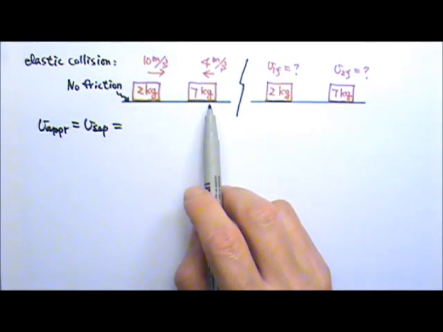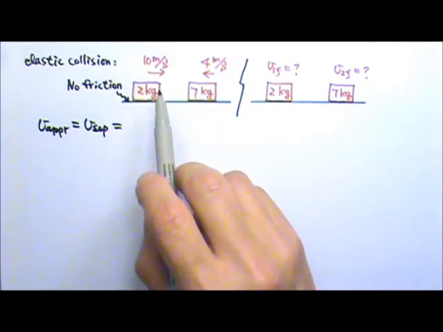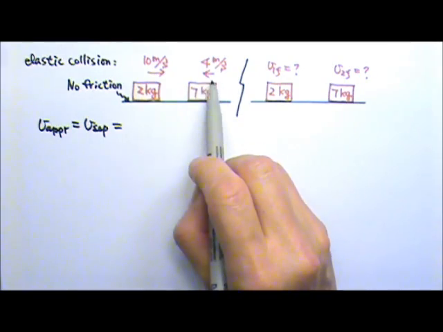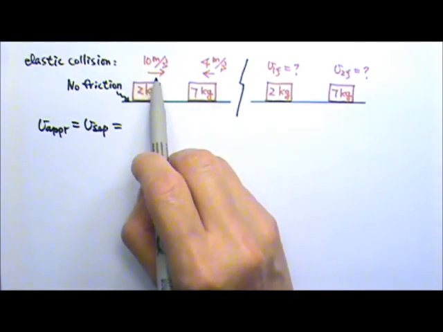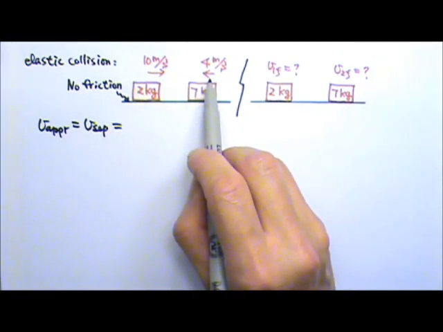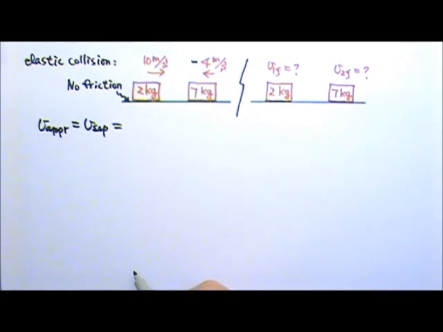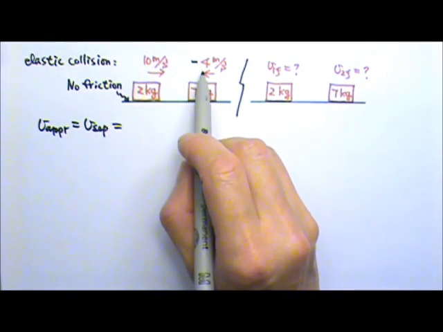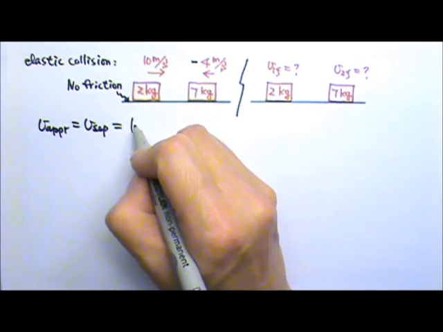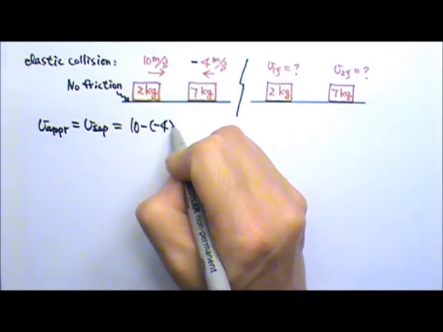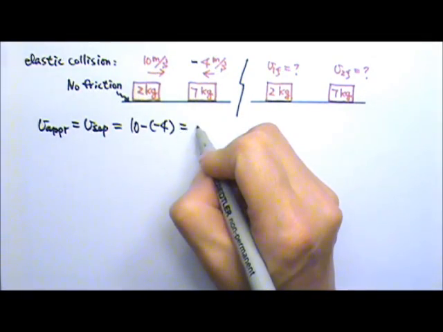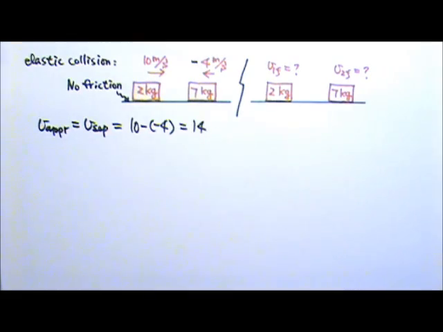And what do we have to pay attention to at this time? We have to pay attention to the direction. If I say this velocity is a positive 10, then this opposite direction velocity has to be negative 4. So the velocity difference is 10 minus negative 4, which is 14 meters per second.